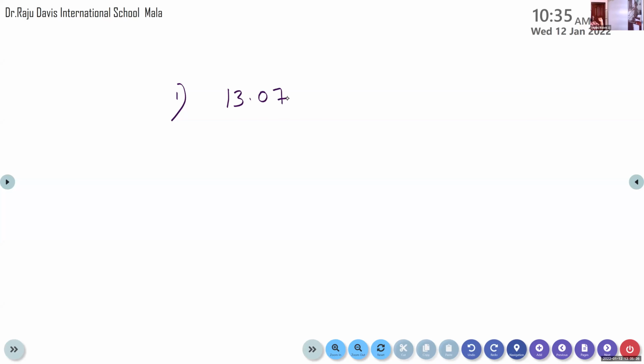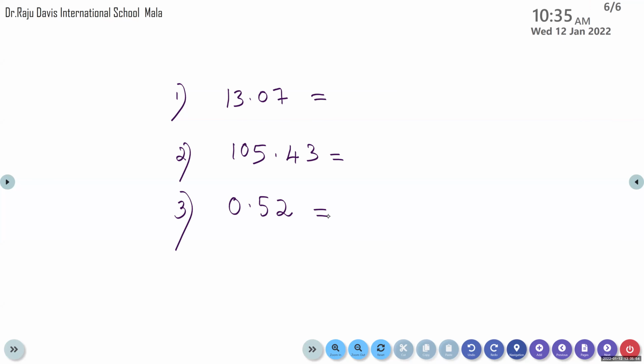13.07, question number 1. Question number 2, 105.43. Question number 3, 0.52. You have to convert into fraction, in your rough book.